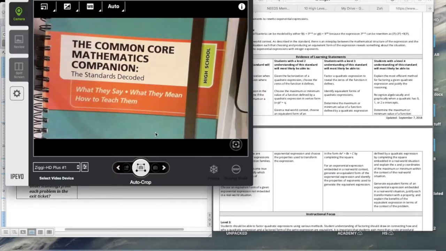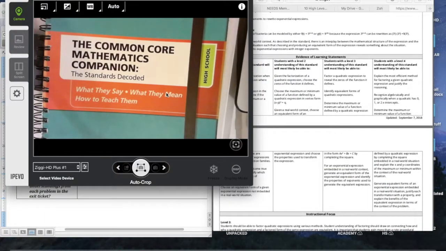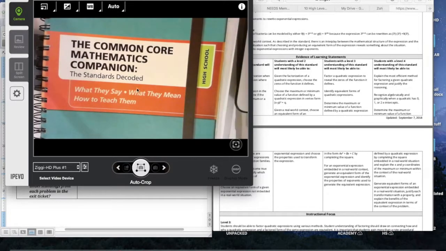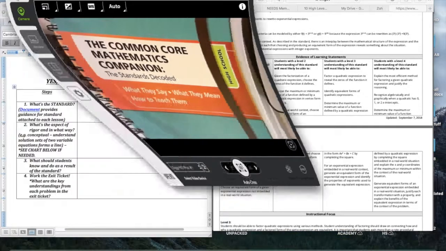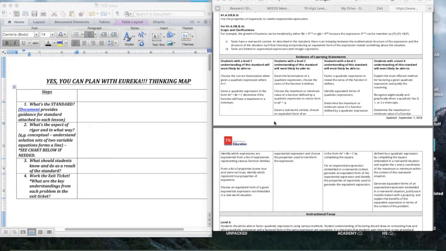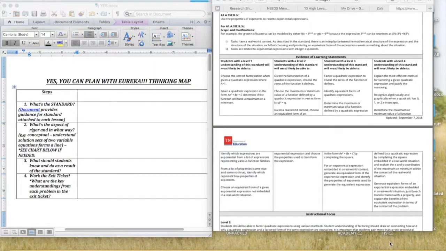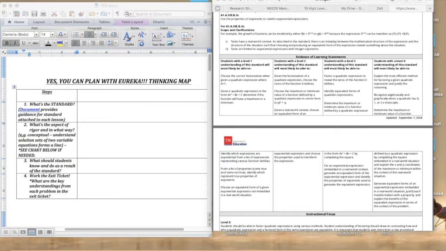Also, the Common Core Mathematics Companion Guide. So this to me, it's like a Bible. It has everything that you need. It really unpacks the standards and helps you understand them in a deeper way. So that is another tool that you may want to consider using for that portion. But we're going to go ahead and move on to working the exit ticket.